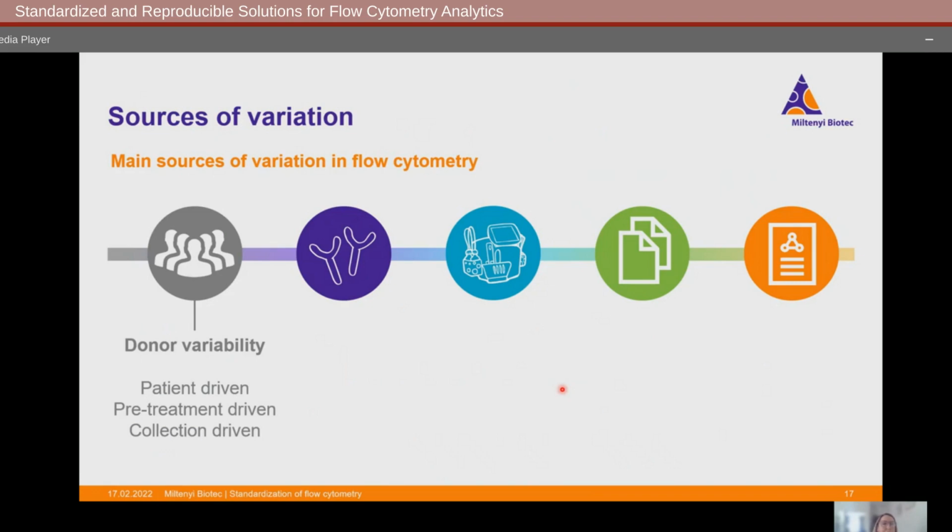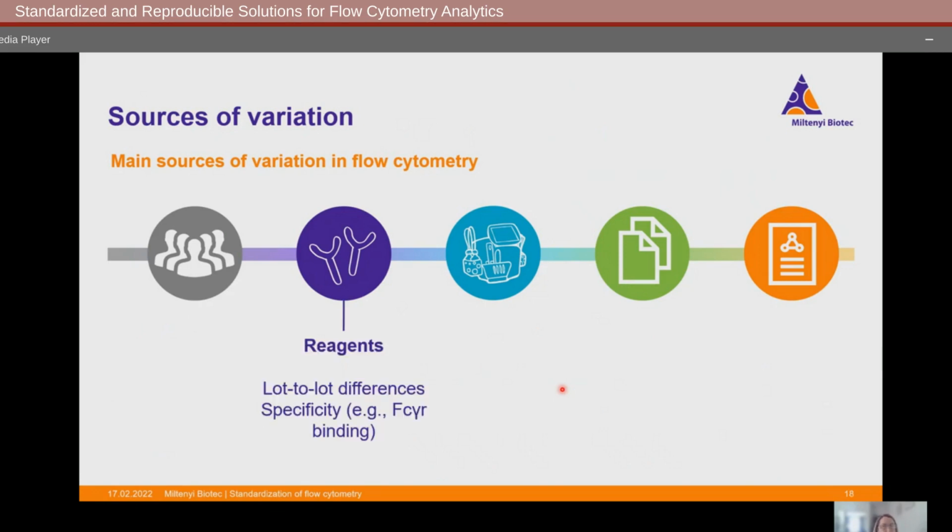So today, specifically for CAR T-cell studies and understanding how we can mitigate sources of variation, we'll be looking at 5 different sources of variation that contribute to it in flow cytometry, specifically for cell therapy in the immunotherapy space. So donor variability is the first one. It's obviously very patient-driven, pre-treatment driven, and collection driven. And there's only so much you can really control when it comes to donors.